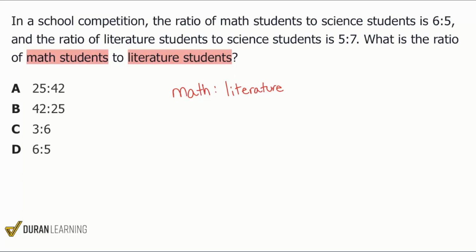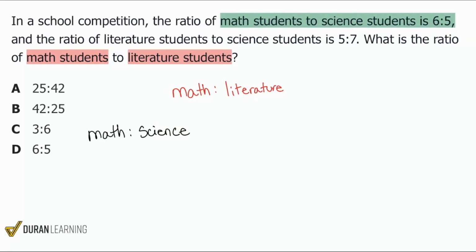Let's just use black and I'll highlight that right there. So I'll just say again, math to science, that's going to be 6 to 5. Perfect. And then in the next sentence, or the other half of the sentence, it says, and the ratio of literature students to science students is 5 to 7. Okay, sounds good. You have to make sure, very sure, that you read these properly. So let me highlight this again. Ratio of literature to science, 5 to 7.